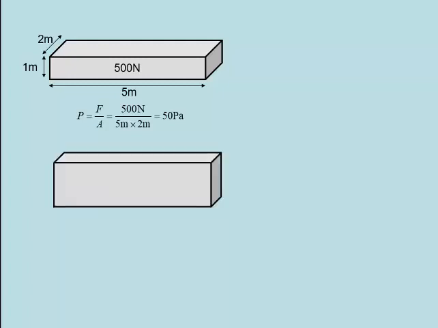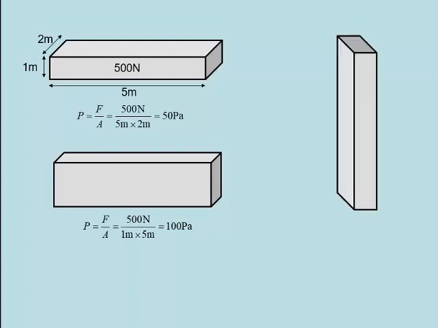If we put it on its end like this, we then have an area of 1 times 5 metres, which has doubled the pressure. And if we stand it on end like this, we now have just 2 square metres, so we've now got 250 pascals. So this way round, it is exerting 5 times the pressure on the ground as it is if it's lying on its flat face.